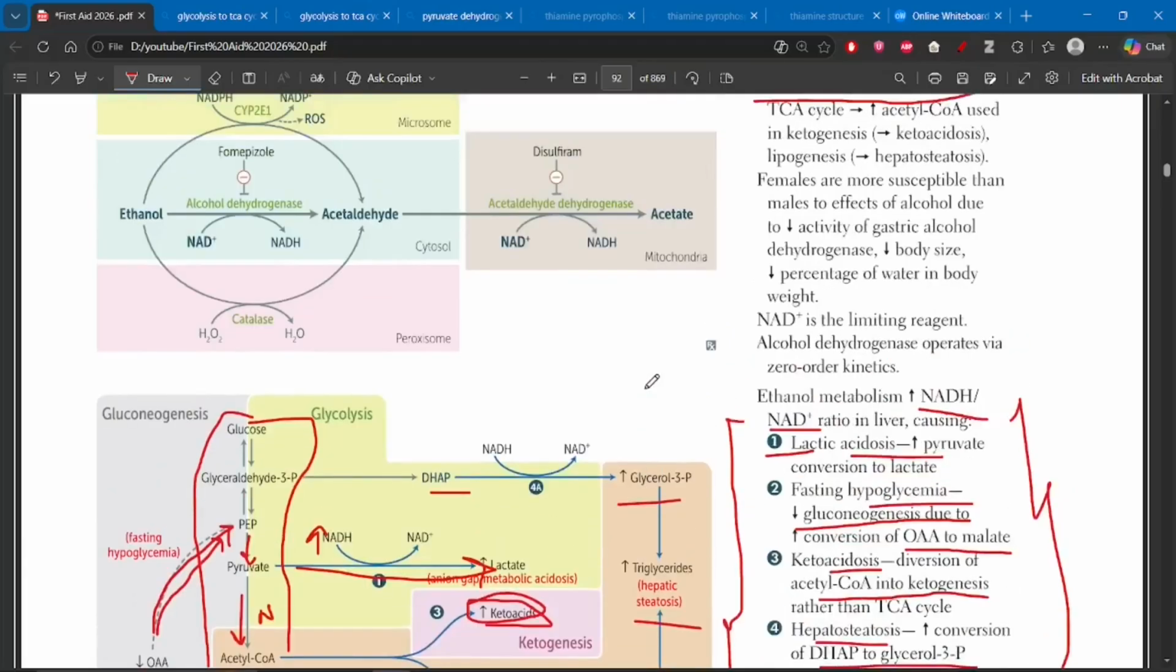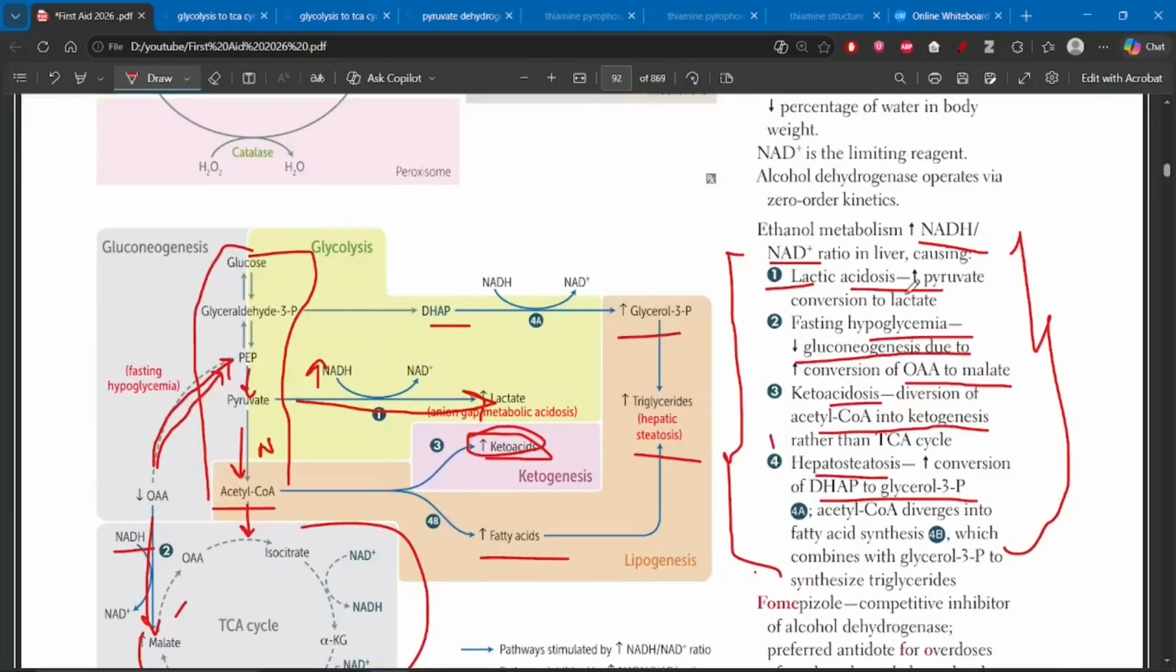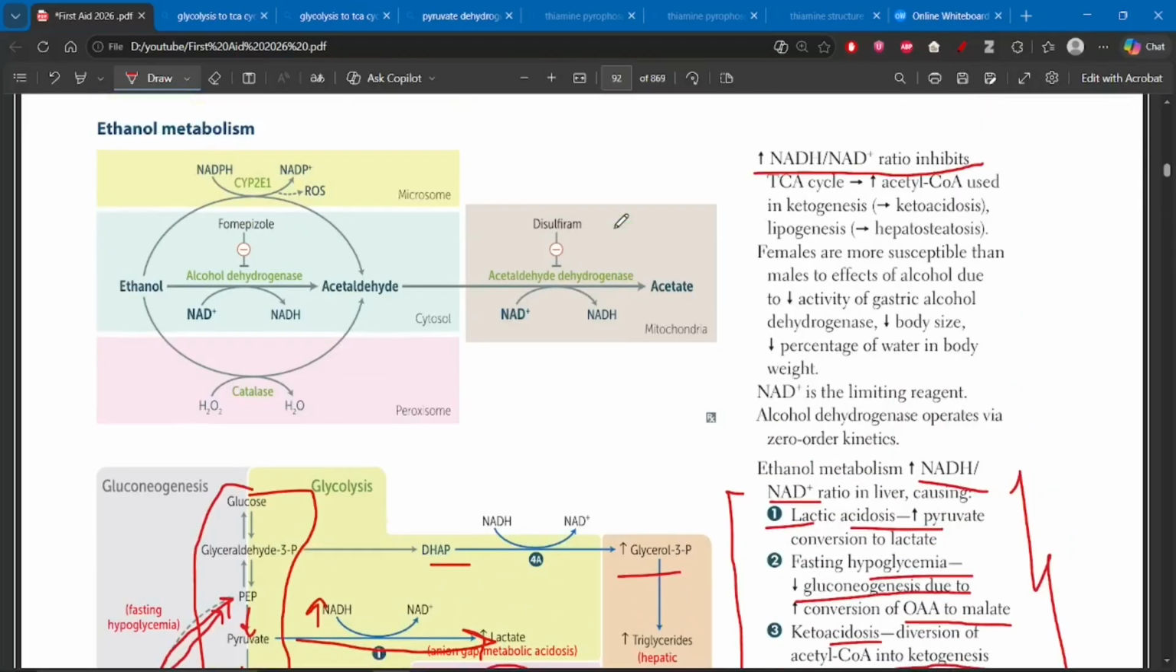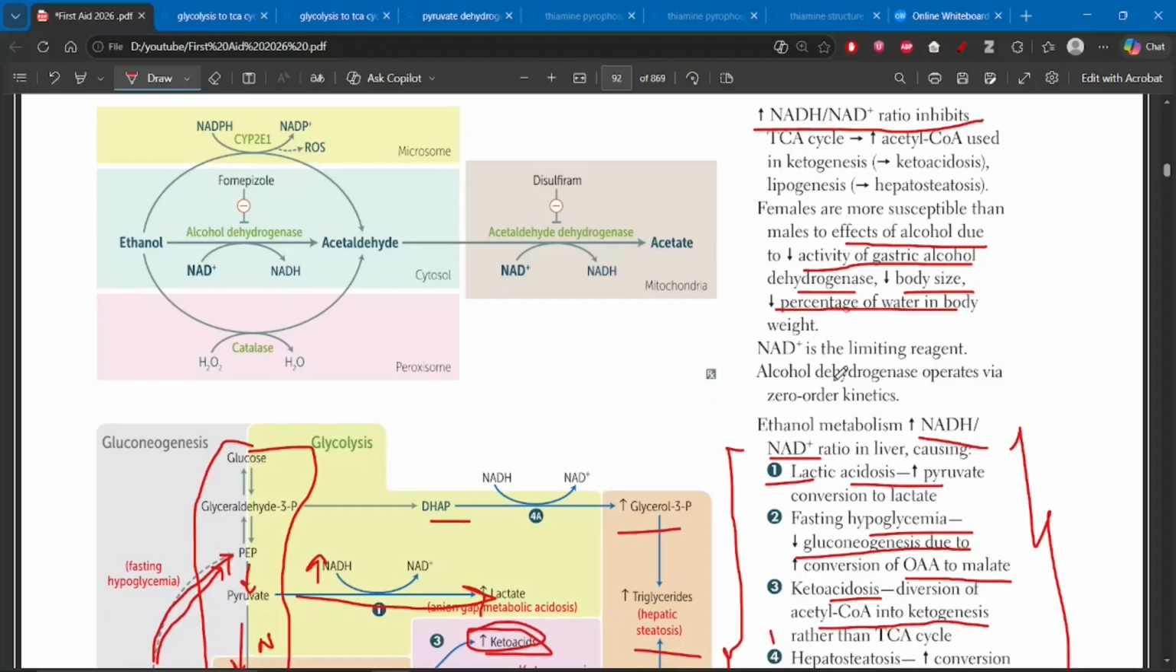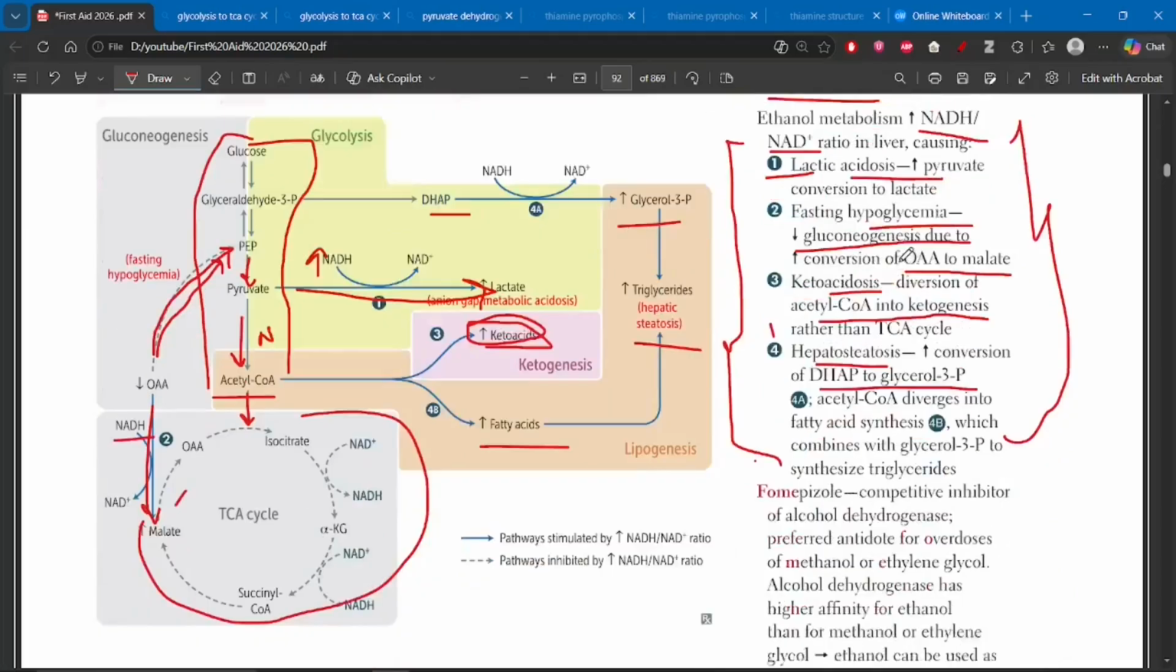Nutrition is mostly tested clinically, so these clinical points you should know. You're not supposed to know every mechanism of everything. There are some important points written over here as well: females are more susceptible than males to the effects of alcohol due to decreased activity of gastric alcohol dehydrogenase, decreased body size, decreased percentage of water in the body weight, and NAD plus is the limiting reagent. So this is what you should know. Alcohol dehydrogenase operates via zero order kinetics. You can keep these things in mind, but again, these are not really that important, right?